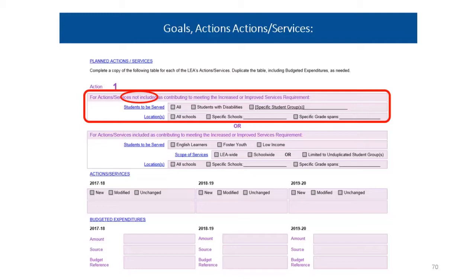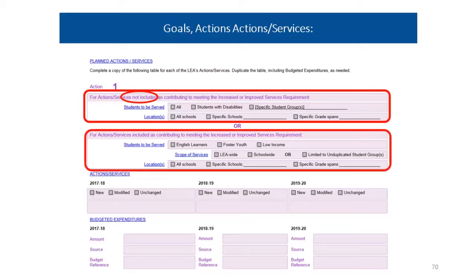That is because students with disabilities are not an unduplicated pupil group and they have a right to a basic educational program that provides access to the core program based on the individual education plan. The second box is specifically for actions or services that do contribute to the increased or improved services requirement. These are services designed with the needs or conditions of English learners, low income, and foster youth in mind, and are meant to ensure that they meet the outcomes in the state or local priorities.